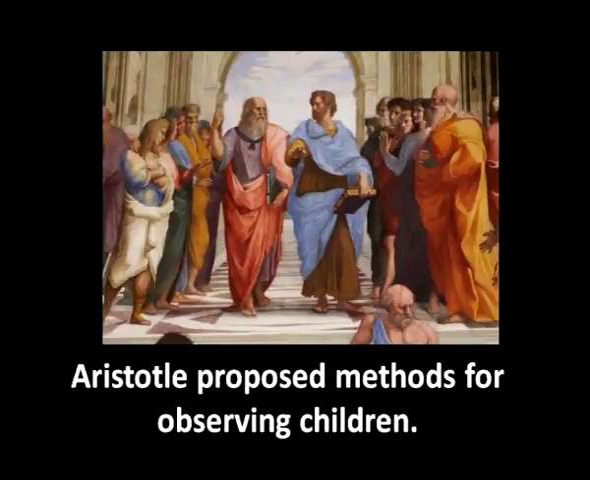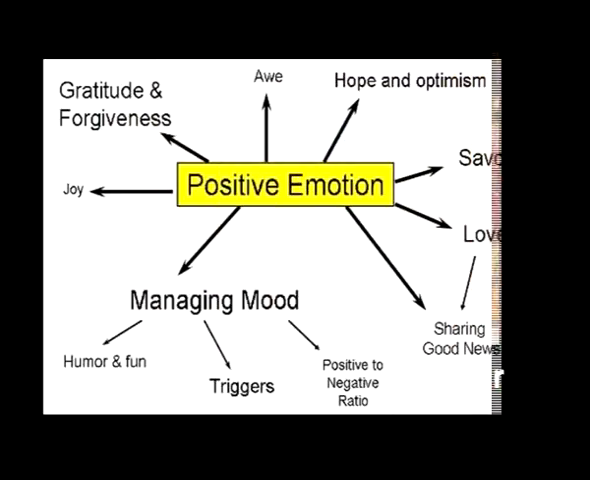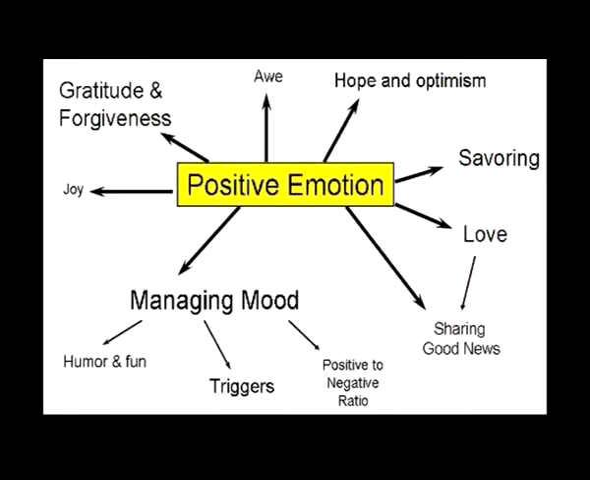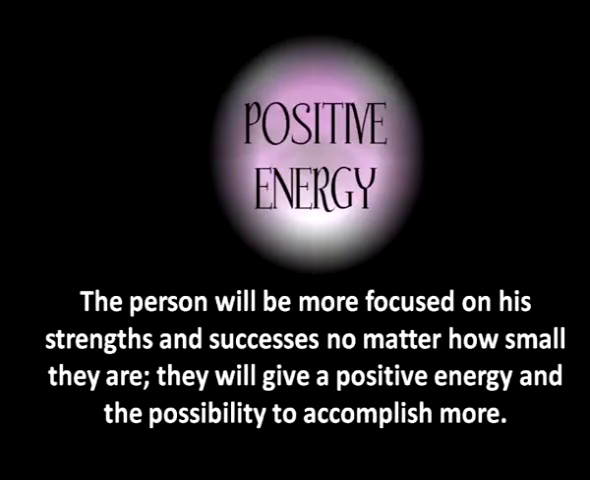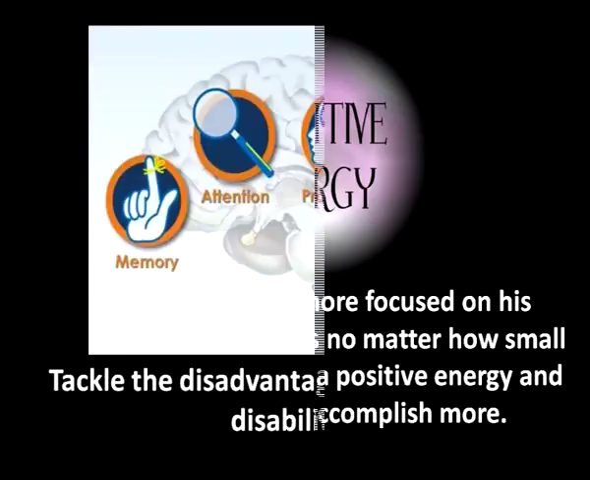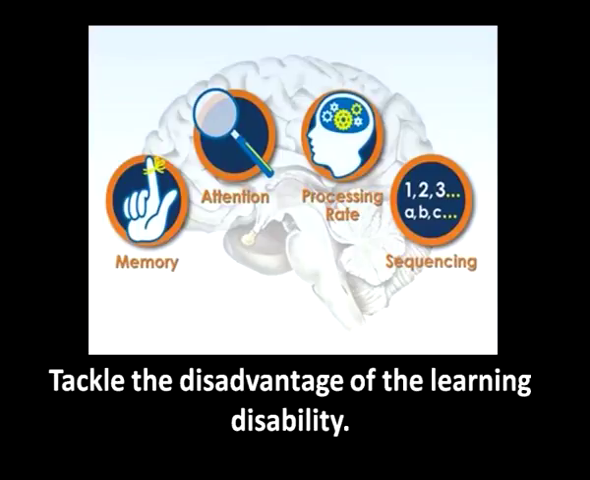Aristotle proposed methods for observing children. If one develops in a positive, supportive, and optimistic surrounding where one receives understanding and respect as an individual, it's more likely one will develop into a self-confident person. The person will be more focused on his strengths and success, no matter how small they are. They will give off a positive energy and have the possibility to accomplish more, even to tackle the disadvantage of the learning disability.